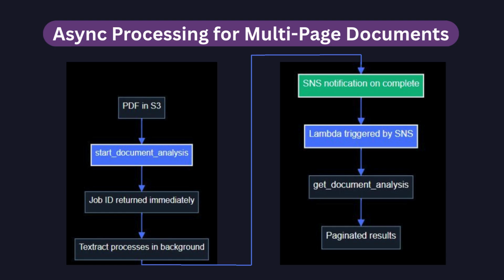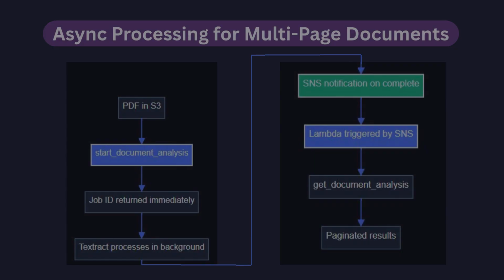In asynchronous processing, you start the job using start document analysis. The document is then processed in the background by Textract. Once processing is complete, an SNS notification is triggered. A Lambda function can then retrieve the results using getDocumentAnalysis. Since large documents are processed in multiple pages, the results are returned in a paginated format, and developers must handle pagination to retrieve all extracted data.